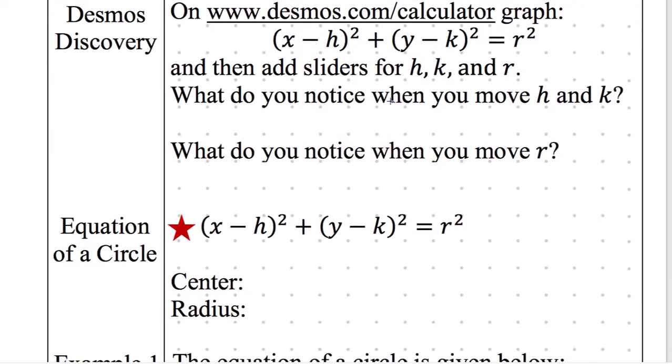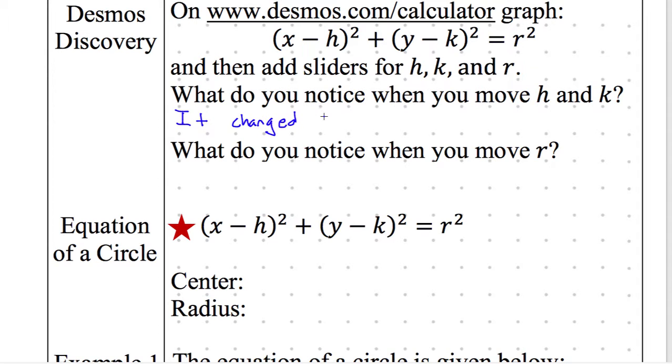All right. Who wants to share? India, did you want to share for H and K? Sure. When I moved H and K, it moved where the circle was on the graph. Okay, so it was the position. So it changed the position. Anyone else want to add to that with H and K?